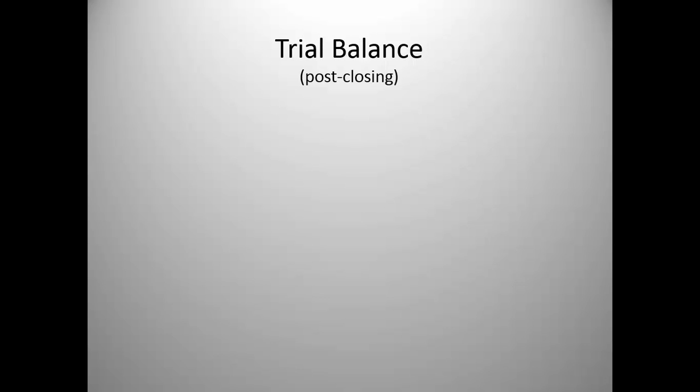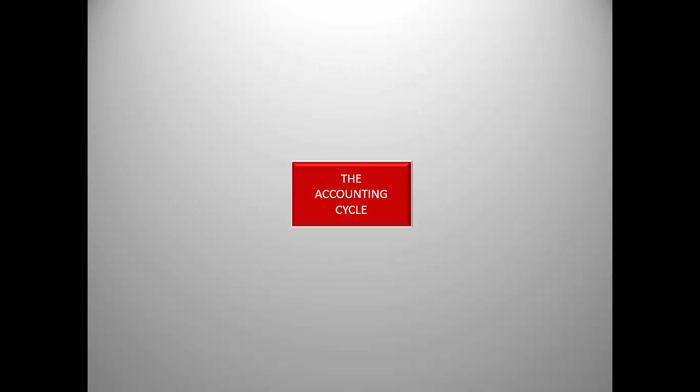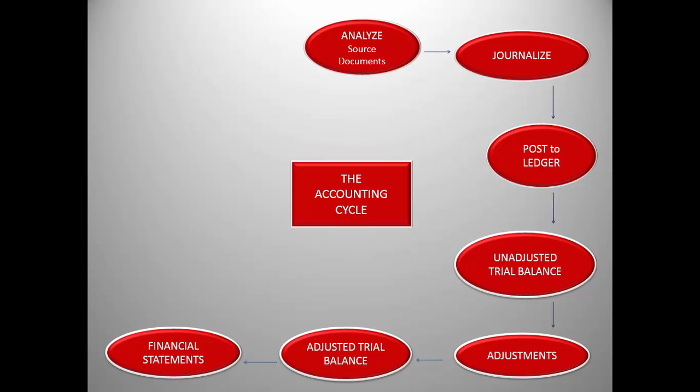Then finally, create your post-closing trial balance, again to make sure debits equal credits, but this trial balance has a secondary purpose, to make sure all your temporary accounts are closed. Now, does this mean there are no mistakes? Fortunately, no. So that is the review of the accounting cycle. It's important to remember it.